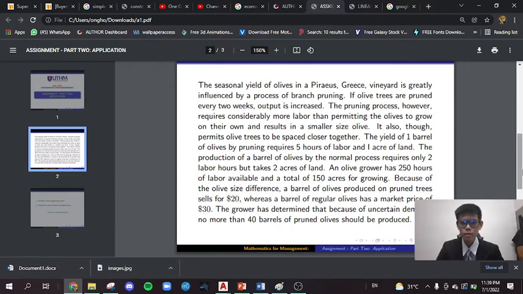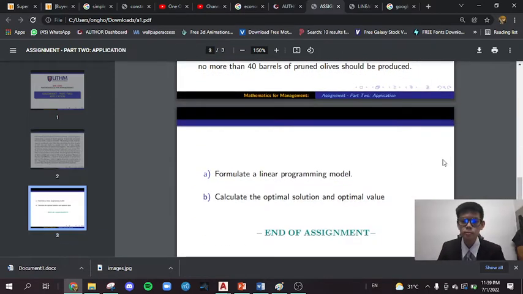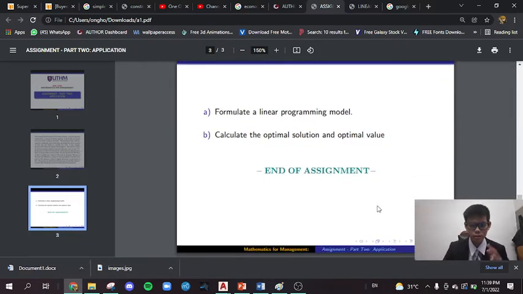Because of the olive size difference, a barrel of olive produced on pruned trees sells for $20, whereas a barrel of regular olives has a market price of $30. The grower has determined that because of uncertain demand, no more than 40 barrels of pruned olives should be produced. So the first question is to formulate a linear programming.